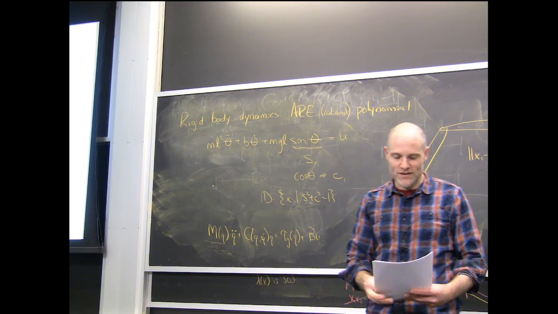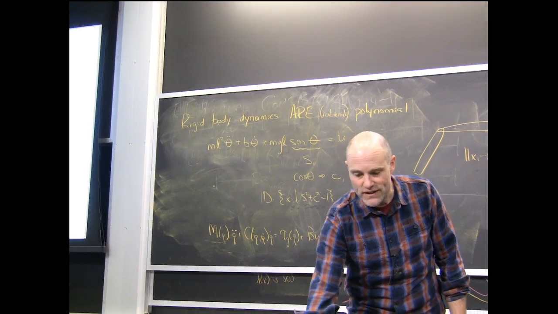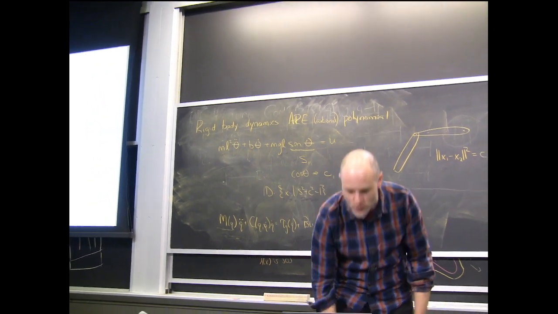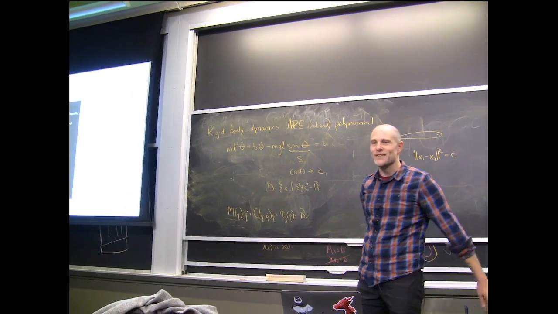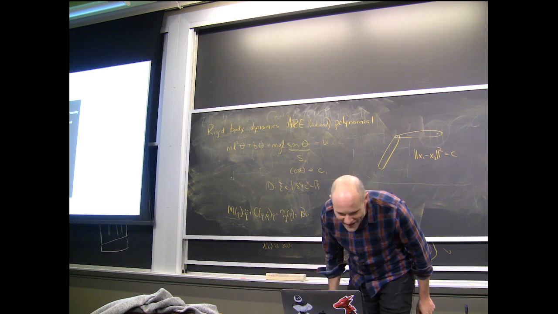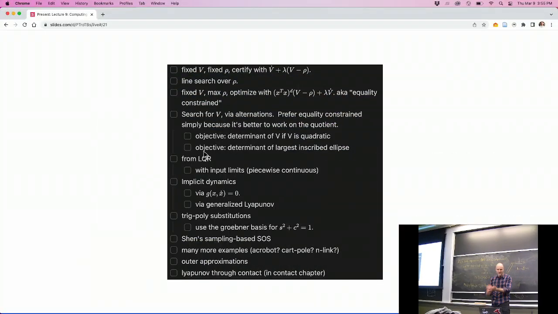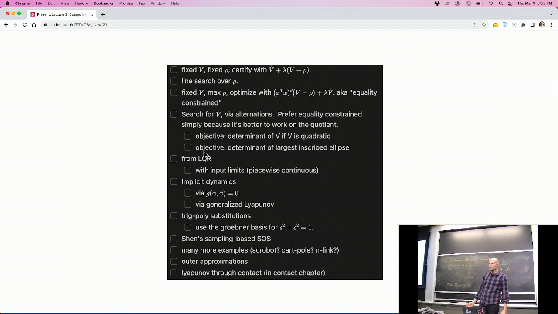Good. So I think we understand a lot of what I wanted to get through. Like I said, there are lots of variations. I actually have my to-do list here, all the things. I was going to write it all down, and I thought, I'm just going to show them my to-do list and show that I'm working on it. But you know, from implicit dynamics and trig poly substitutions, and we have better ways to solve the SOS problems. We have outer approximations. We even know how to do Lyapunov through contact, which we'll get back to later.